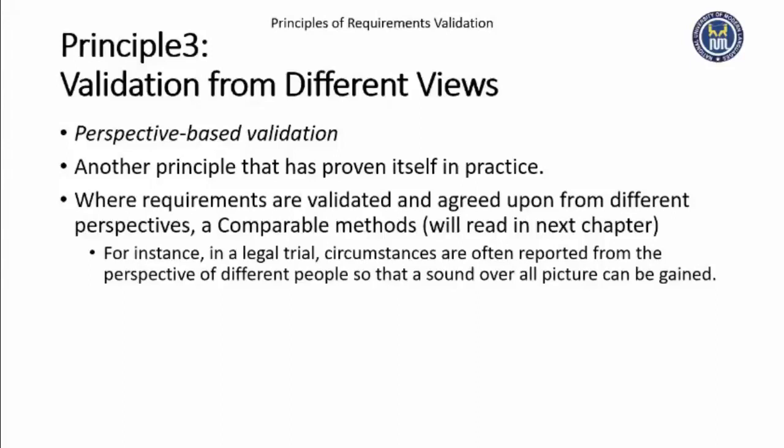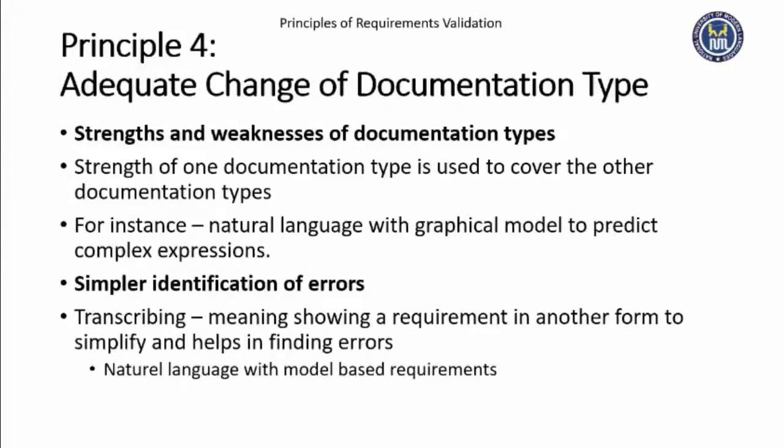So let's move on to the fourth principle. It is about adequate change of documentation type. Strengths and weaknesses of documentation types are noted here. This principle is very important because the strength of one document type is used to cover the weakness of the other documentation type. For instance, natural language is to be combined with a graphical model to handle complex expressions. For simpler identification of errors, it's called transcribing, meaning showing a requirement in another form to simplify and help in finding errors, like natural language being displayed with model-based requirements.